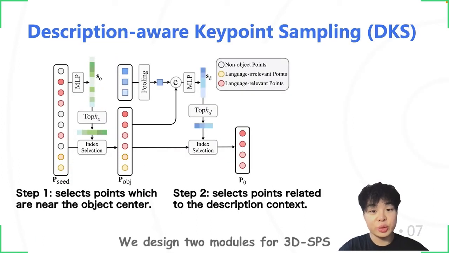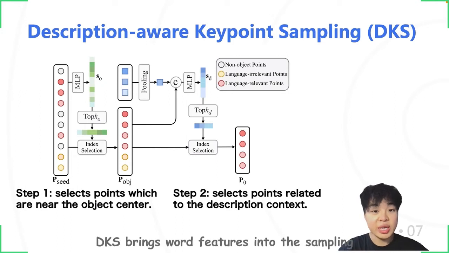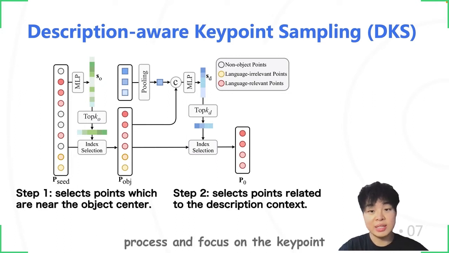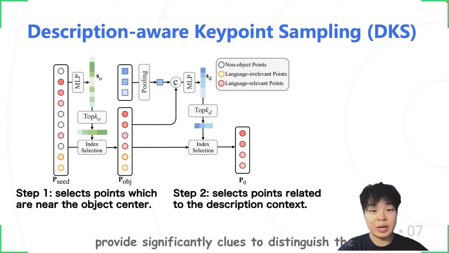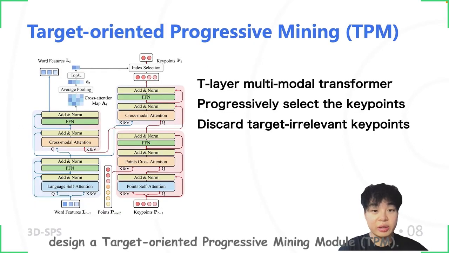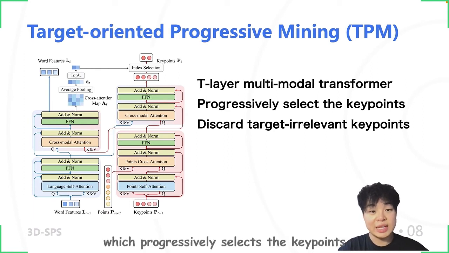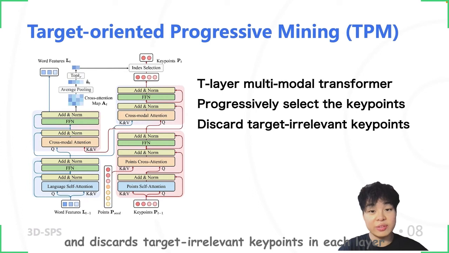We designed two modules for 3D SPS. The first is the Description-aware Key Point Sampling module, DKS. DKS brings word features into the sampling process and focuses on the key points of language-relevant objects. These objects provide significant clues to distinguish the grounding target. We also designed a Target-oriented Progressive Mining module, TPM. TPM is a T-layer multimodal transformer model, which progressively selects the key points and discards target-irrelevant key points in each layer.